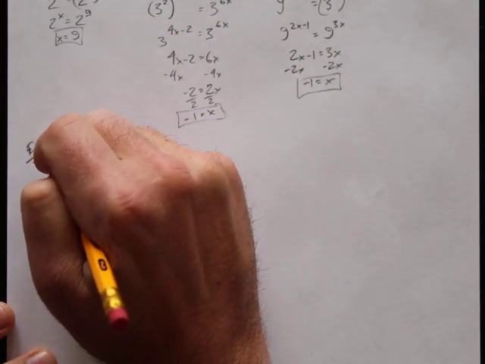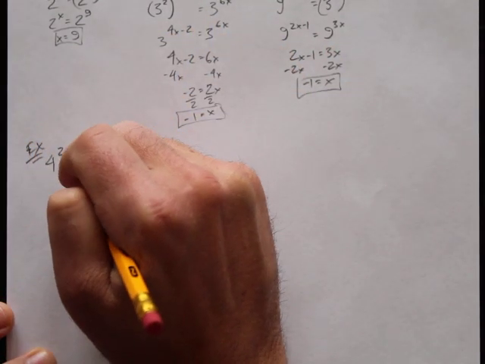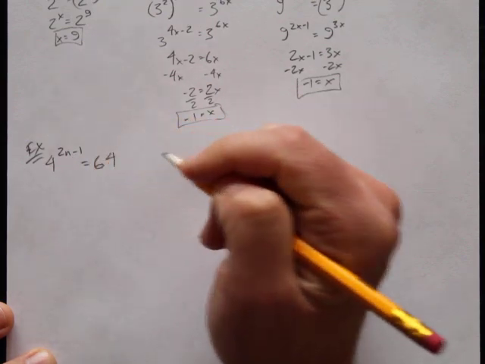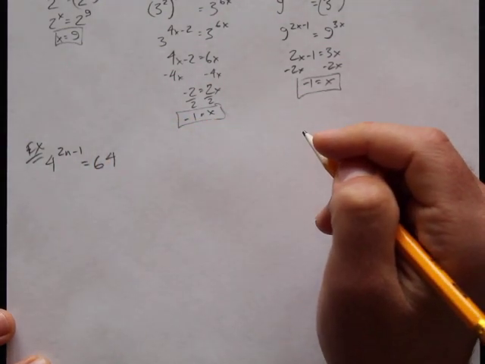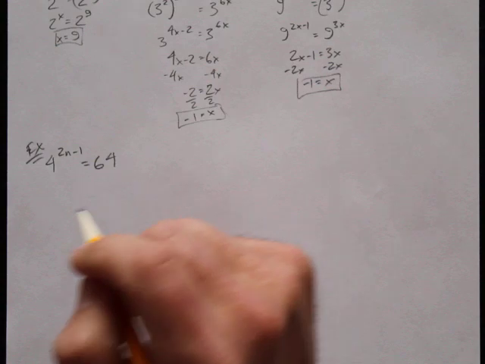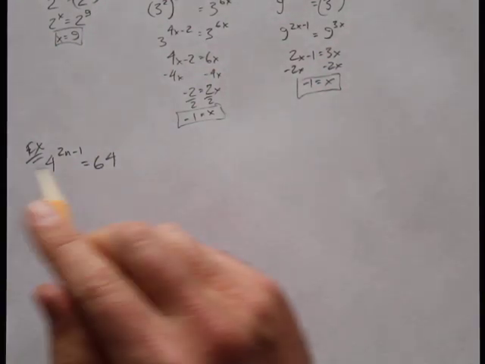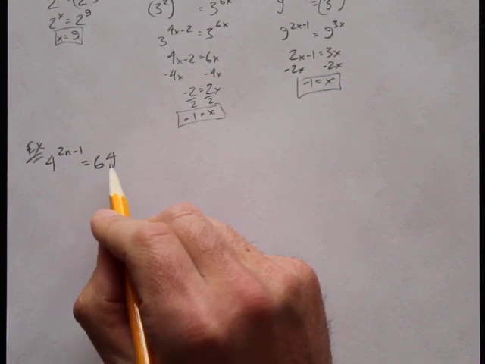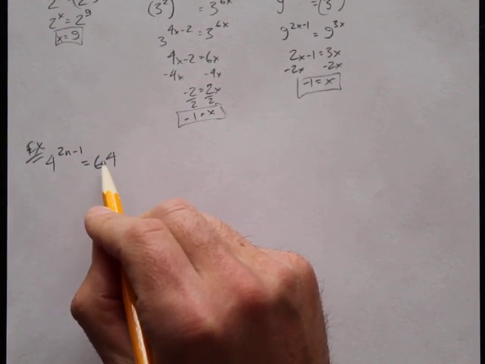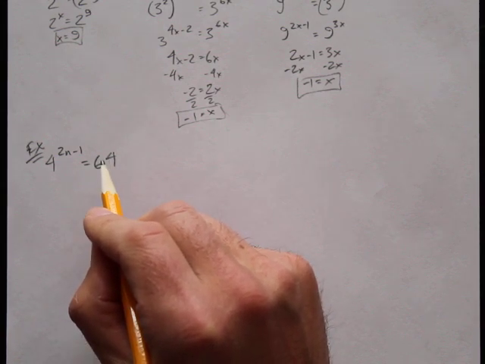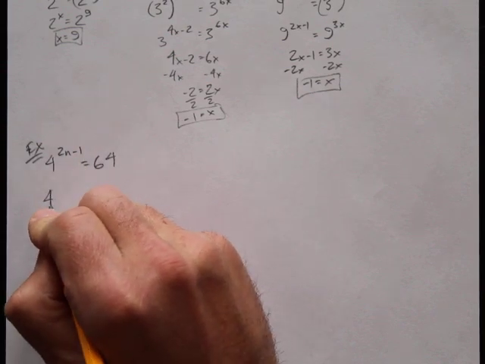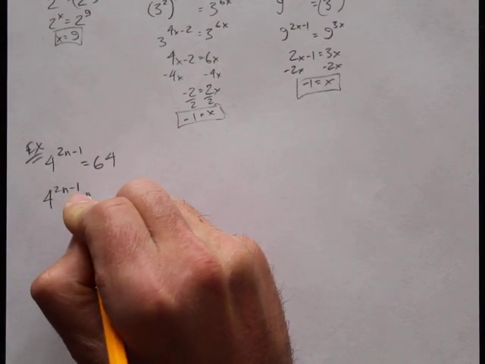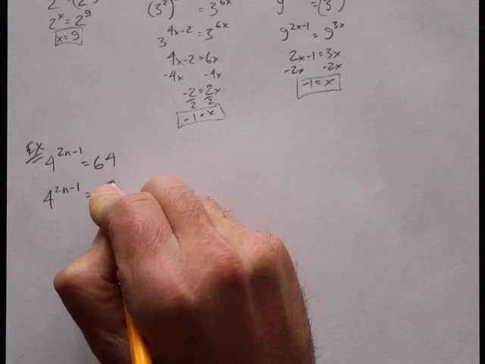4 to the 2n minus 1 power equals 64. We're going to do this one together, then I'm going to give you 2 to try on your own. All right, so 64, this is 4 times 4 times 4, right? So 4 to the 2n minus 1 equals 4 to the 3rd power.